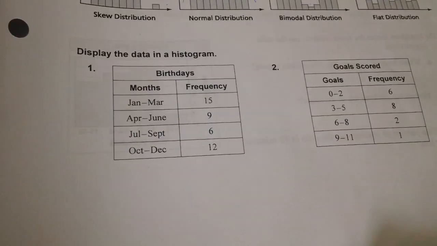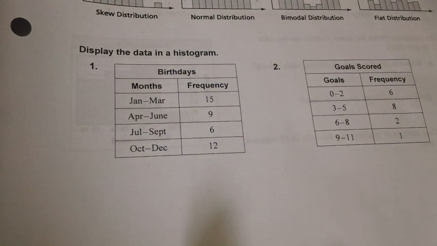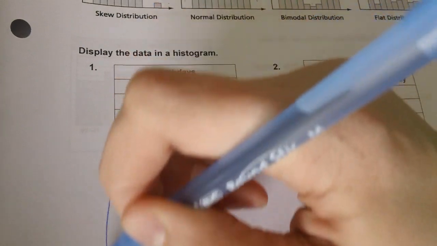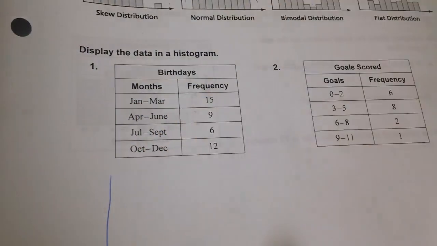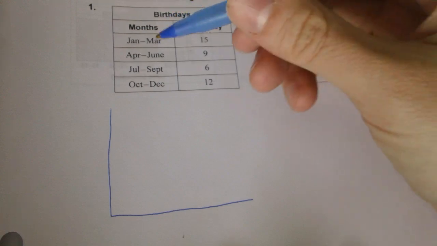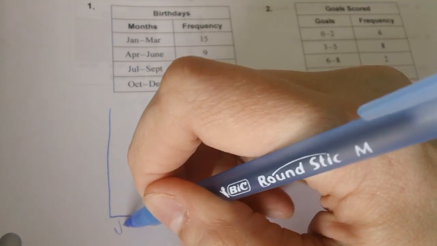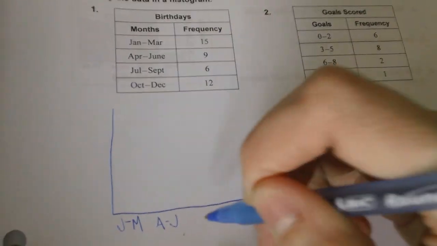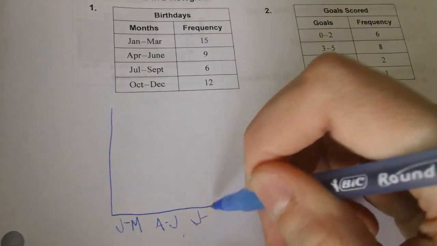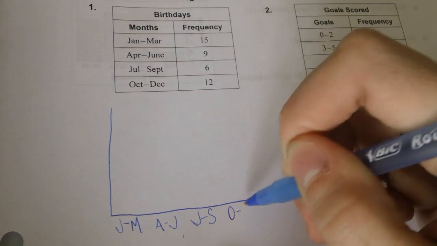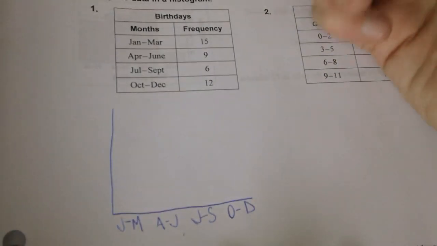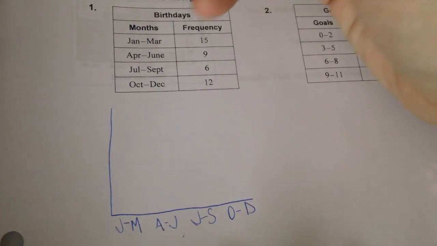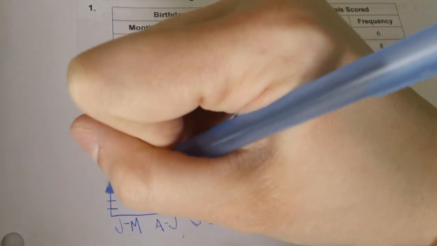So on number 1, we're going to display the data in the histogram, and so we're going to need January to March, April to June, July to September, and October to December across the bottom. These are my intervals. And then the frequency, I'll just count it by ones.